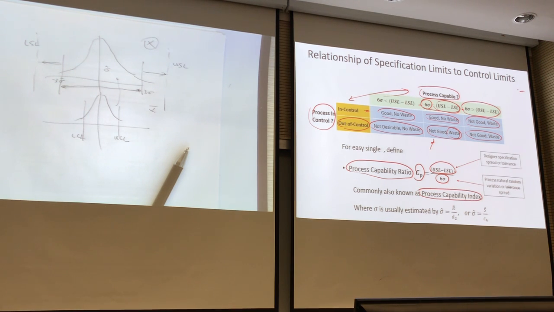So the specification is by design or by customer. This is the natural process spread, and as I said again, it is normally estimated through this. Once you know this relationship, for this case, if these are equal, what is the Cp for this case here?